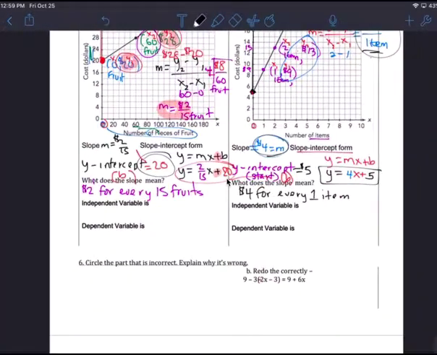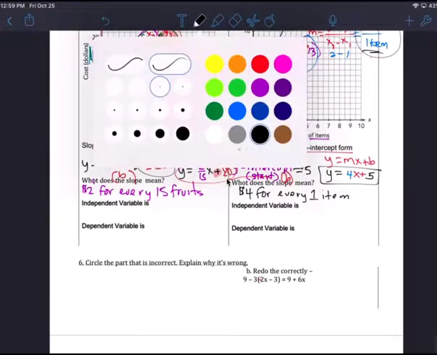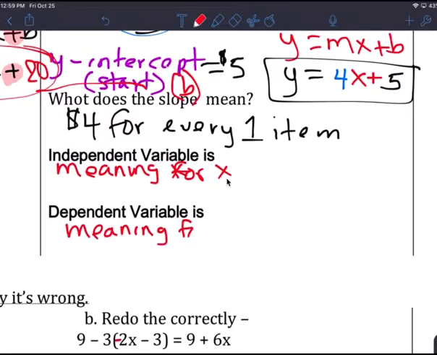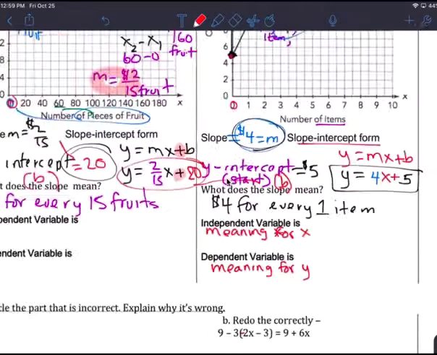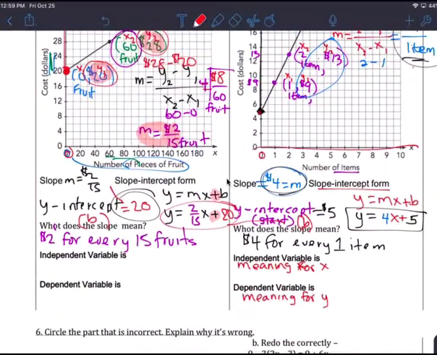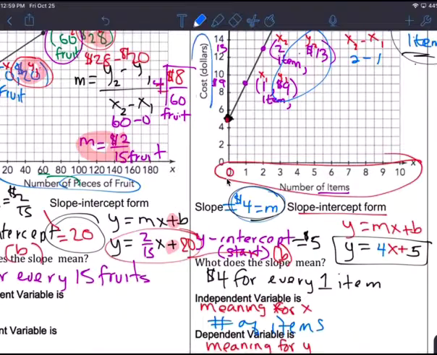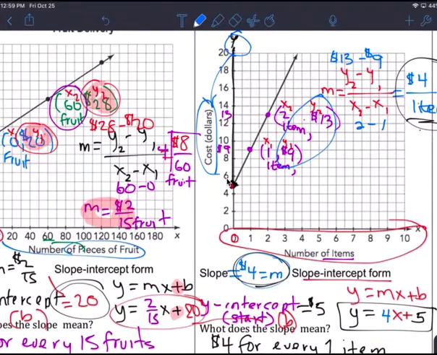The easy part is the independent and dependent variable. Independent is the meaning for all of x. The dependent is the meaning for all of y, for all the numbers in the table for y. Okay, so the meaning for x, see this x right here? All these numbers mean the number of items. So x is the number of items. The variable y means costs in dollars. See the y? It's costs in dollars.